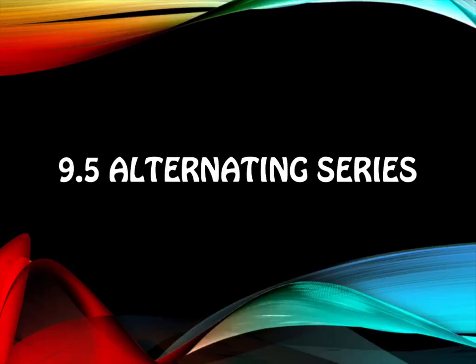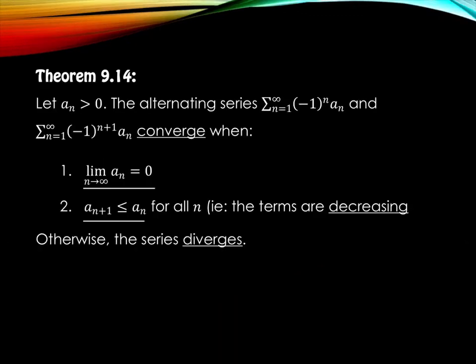All right, today we're taking a look at alternating series. So we need a definition of what this means first. If a sub n is positive, then the alternating series is defined as the summation from n equals 1 to infinity of negative 1 to the n times a sub n, or you can have it be n plus 1 for that exponent.